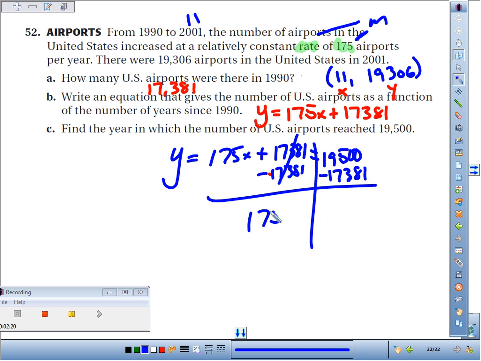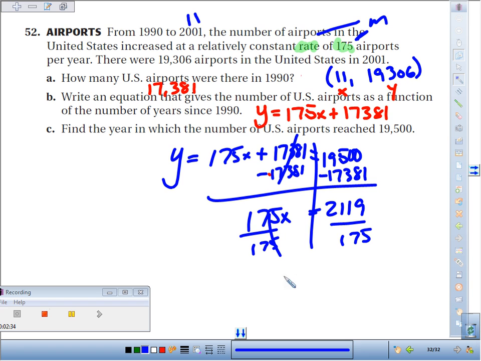We get 175x equals, if we take 19,500 minus 17,381, we get 2,119. And if we divide that by 175, we find out that x equals approximately 12.11. Now remember, this is years since 1990. So about 12 years after 1990, we'd say about 2002.